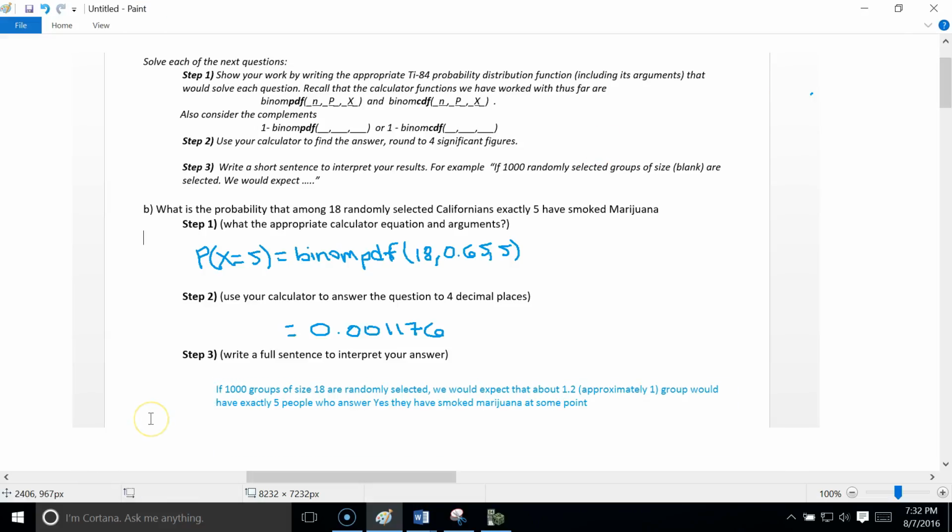Okay, if 1,000 groups of size 18 are randomly selected, we would expect that about 1.2 of those groups, approximately 1 of those groups, would have exactly 5 people who answered yes, they have smoked marijuana at some point. So the other 999 groups of 18 each would have other answers. Perhaps some groups have 5 in the 18 who have smoked marijuana, others have 7, others have 13, but we would expect that only one of them has exactly 5 people that have smoked marijuana.